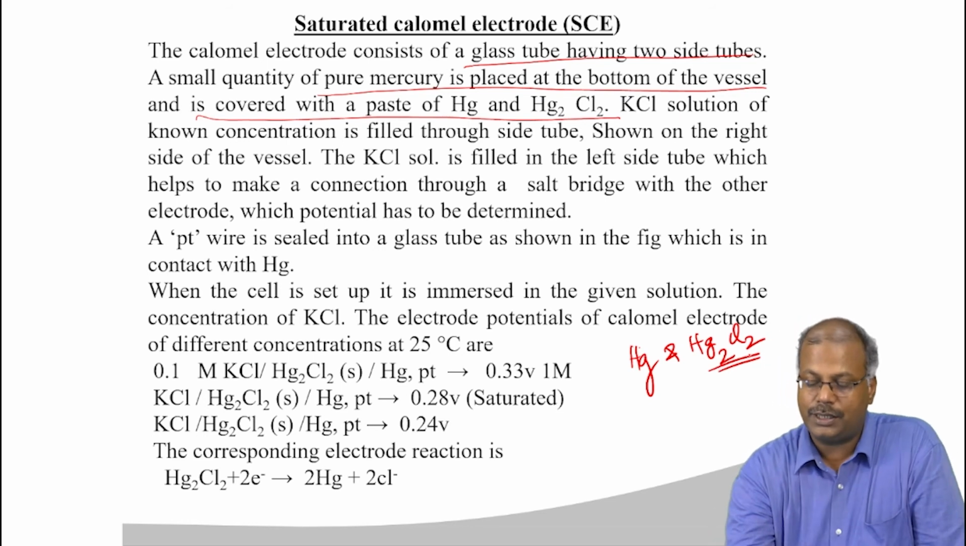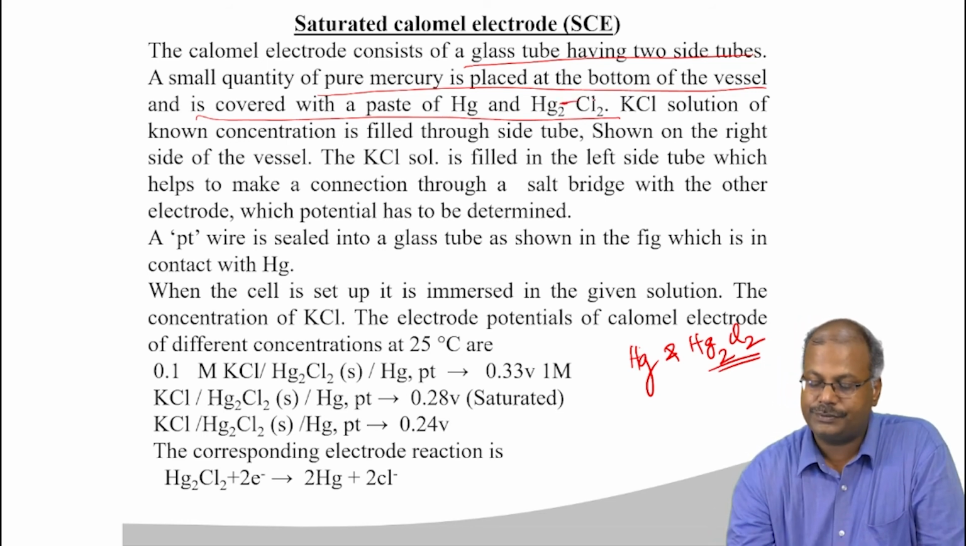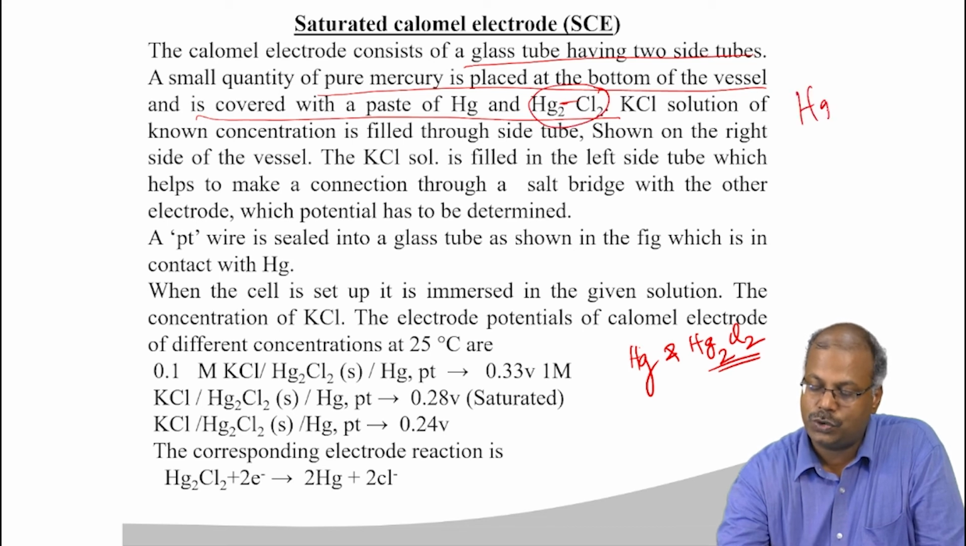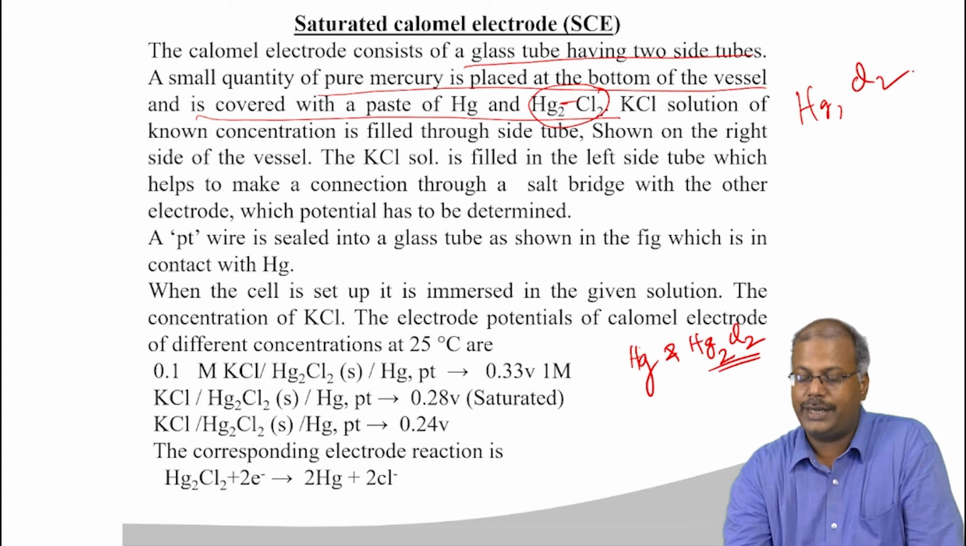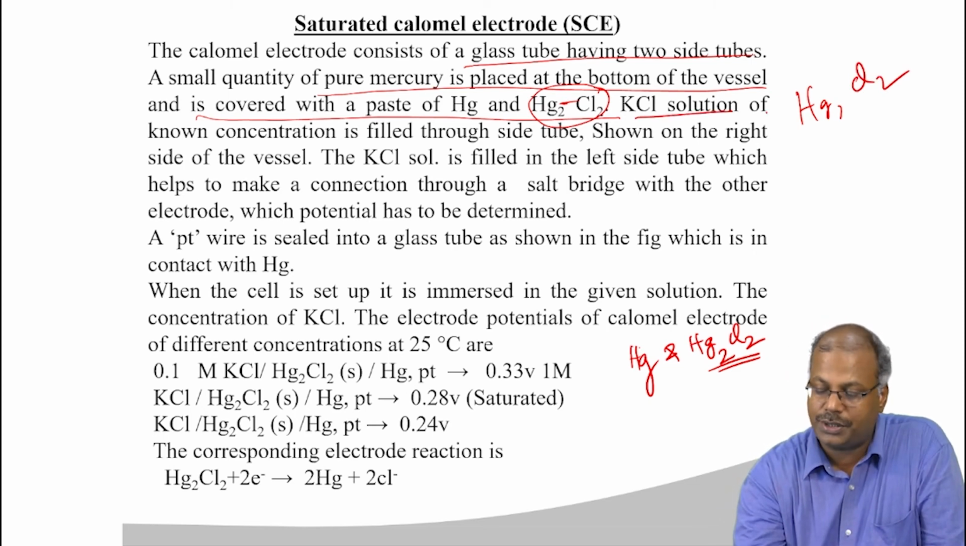Okay, there should not be any gap here. It should be read as Hg2Cl2. And KCl solution of known concentration is filled through the side tube.